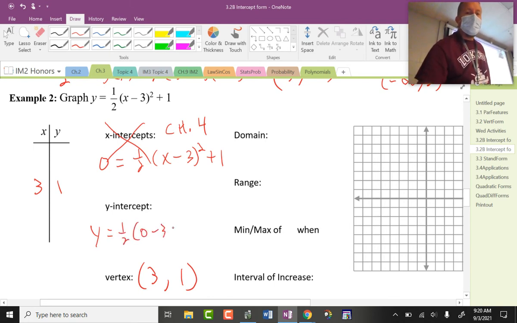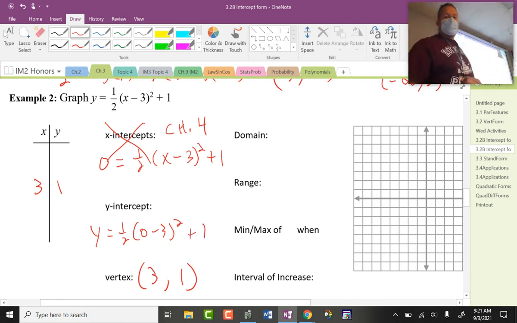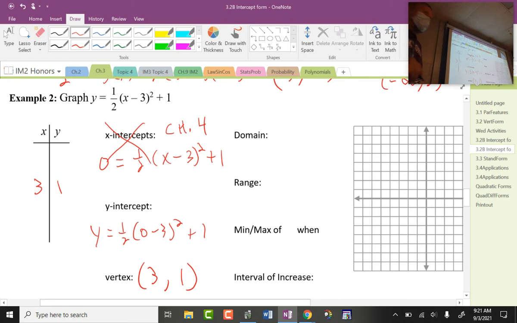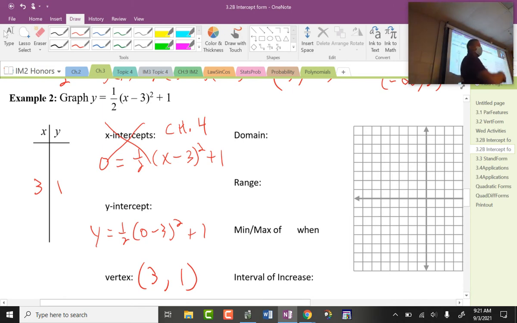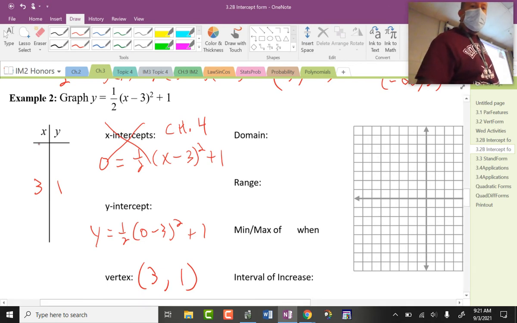PEMDAS. What's 0 minus 3, Aiden? But what's -3 squared? 9. Correct. What's 9 times a half? Just make it an improper fraction, bigger numerator. What's 9 times a half? Just 9/2. Good. I like that. What's 4.5 plus 1? 5.5. So the y-intercept is 0, 5.5.